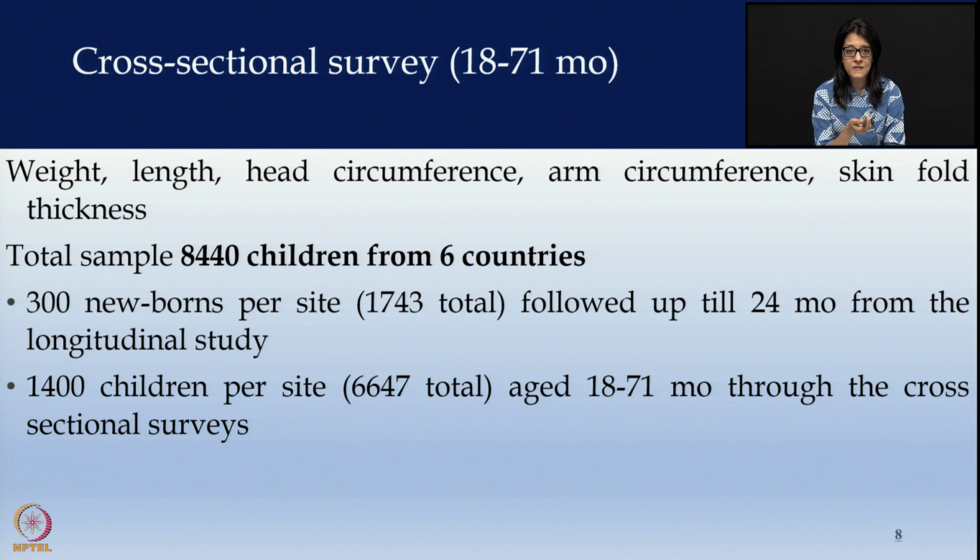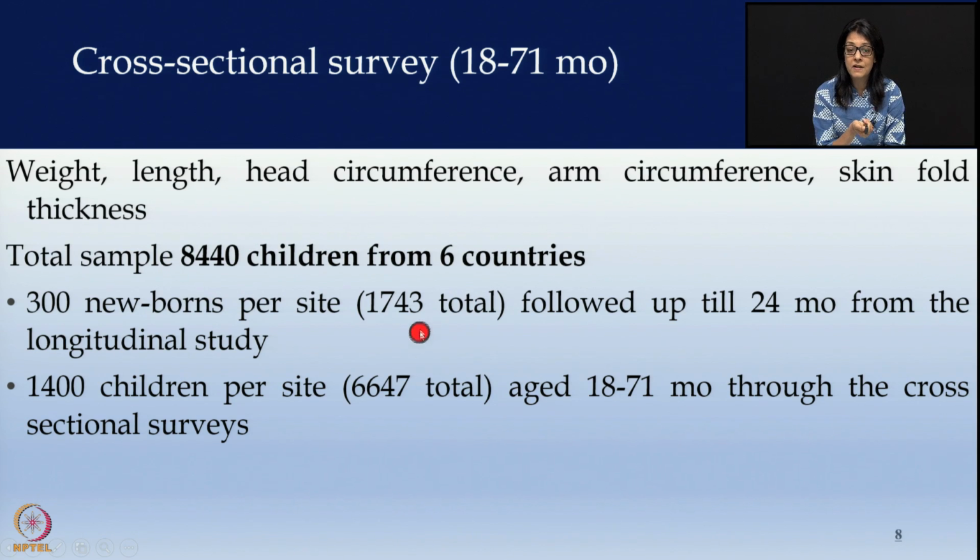Then of course, in the longitudinal study they had also taken weight and length of children, but in the cross-sectional study they also took weight, length, head circumference, arm circumference and skinfold thickness. How many total children were taken for this study? 8,440 children were taken from 6 different countries, 300 newborns per site.